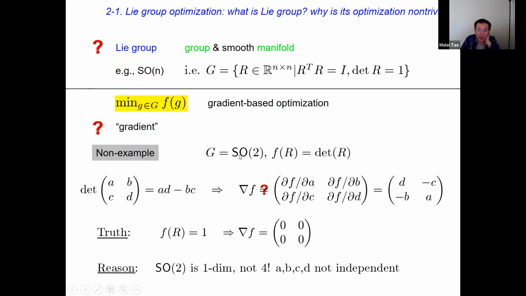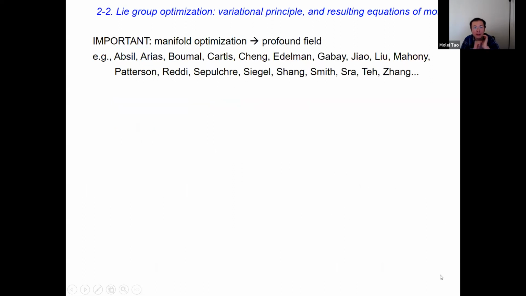Well, the reason is that SO(2) is actually a 1-dimensional manifold. It's not 4 dimensions, because you have a constraint. And therefore, all the 4 components, A, B, C, and D, are actually dependent on each other. So you cannot just brute-forcefully collect partial derivatives and form some gradient. Of course, that's just the tip of the iceberg. Like I said, manifold optimization is a profound and extremely active field. But I will just focus on adding momentum.